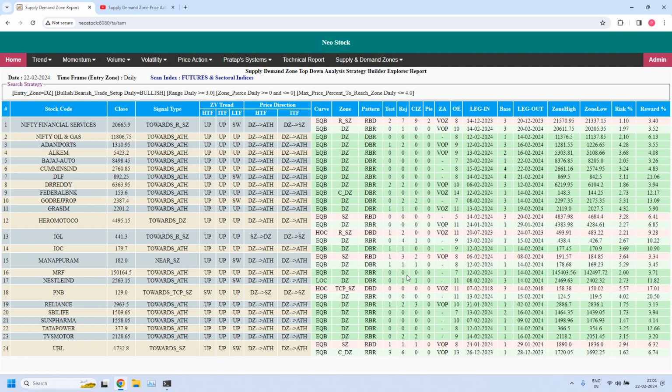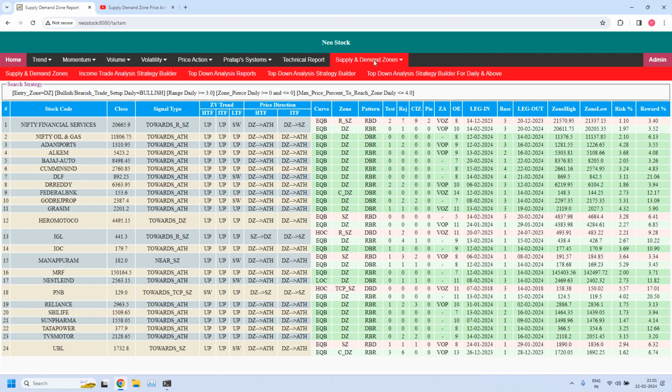These 24 stocks are there within 4%. If some of these stocks fall by 4%, you may get an entry. So this is about the bullish trade setup. Now let us look into the bearish trade setup.